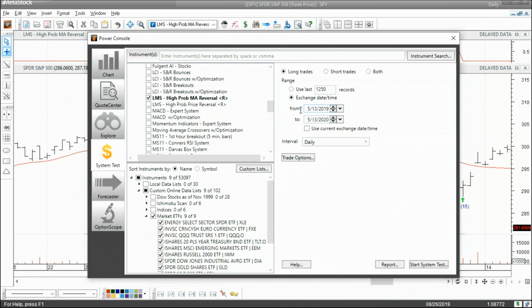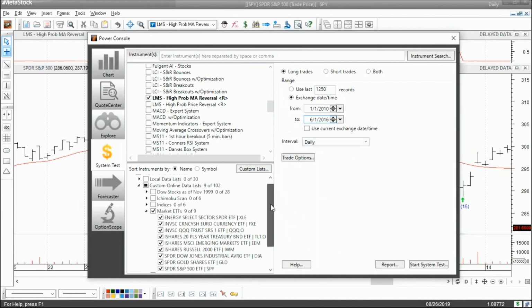I'm going to go back through January of 2010. Let me go ahead and change our time that we're going to be testing. We're going to change it from January 1st of 2010 through June 1st of 2016. Okay, so 6 years of time.